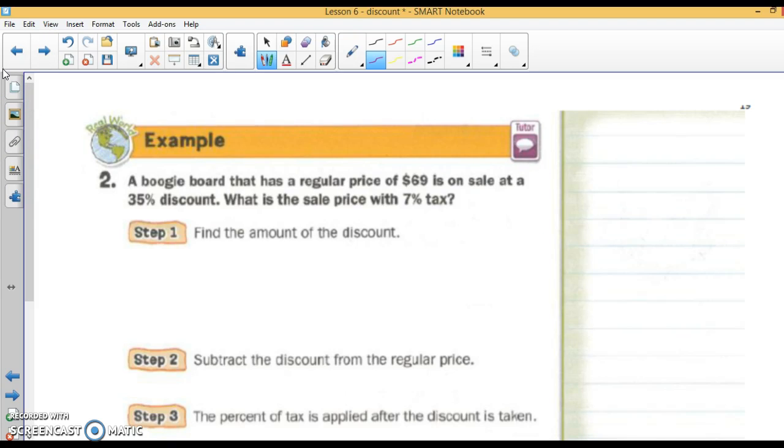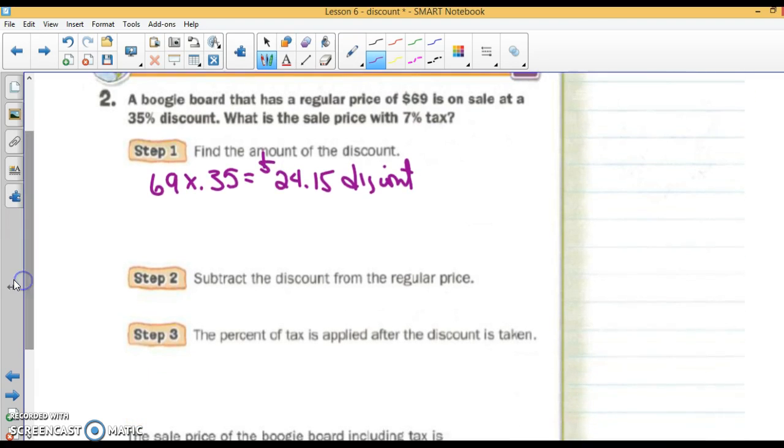All right, let's do this one. A boogie board that has a regular price of $69 is on sale for 35% off. What is the sale price with the tax? All right, so let's do the amount of discount. So 69 times 0.35 gives you $24.15. That's your discount. How do we find the sale price? So 69 minus 24.15 is $44.85.